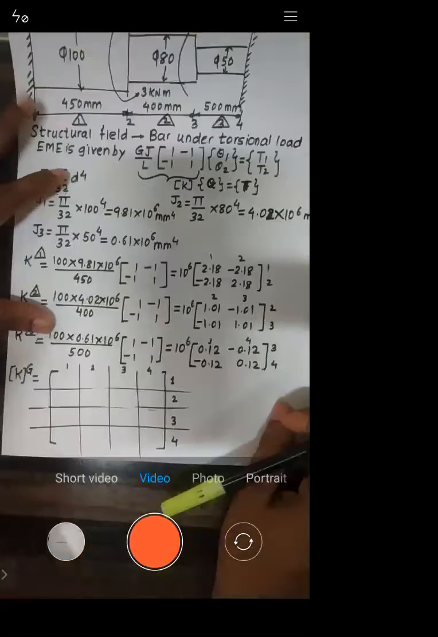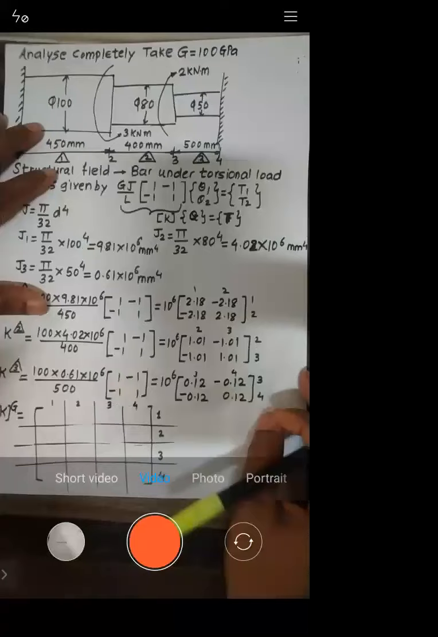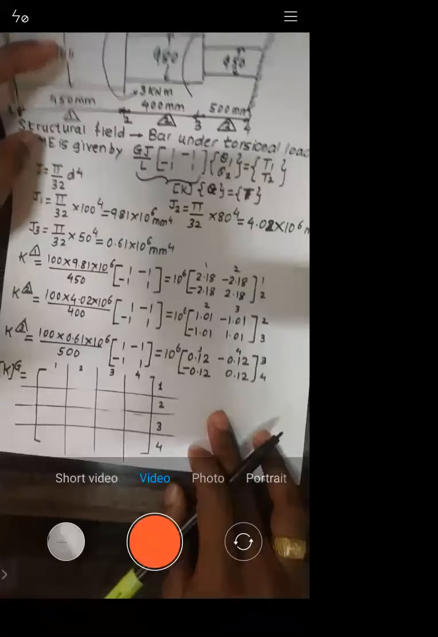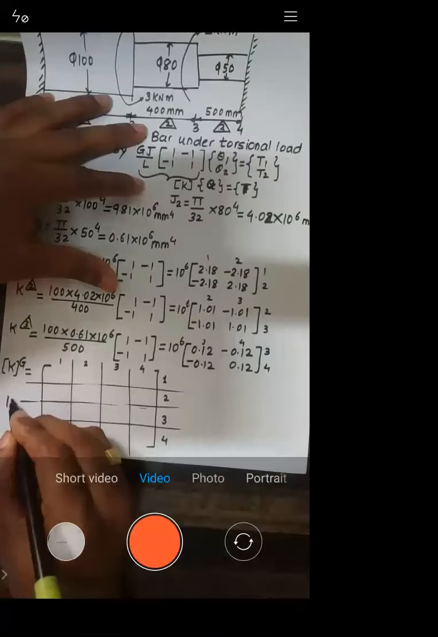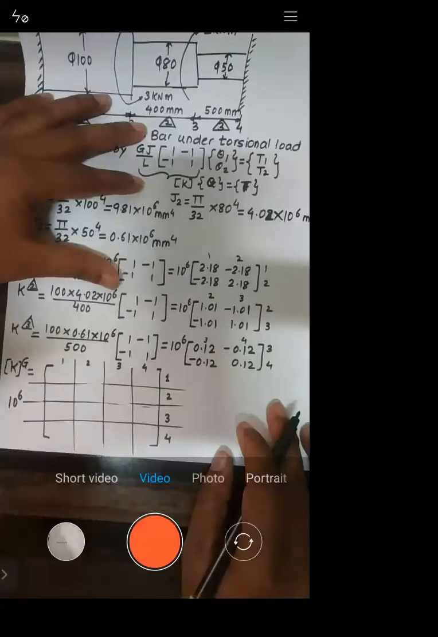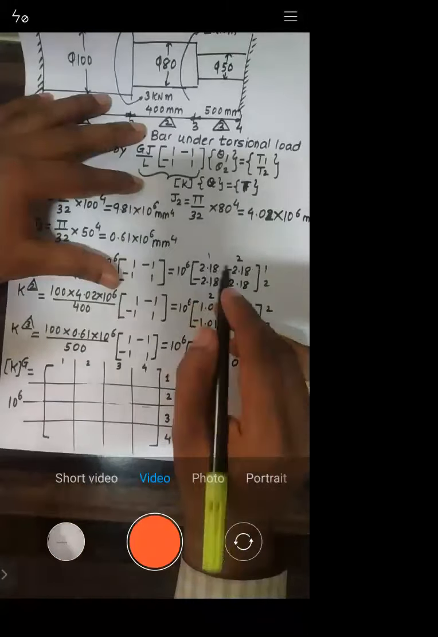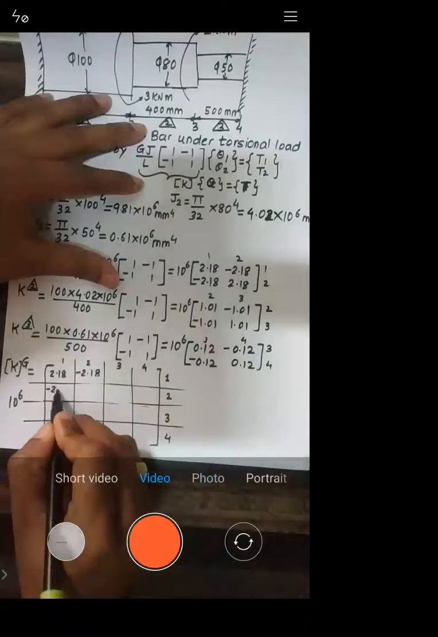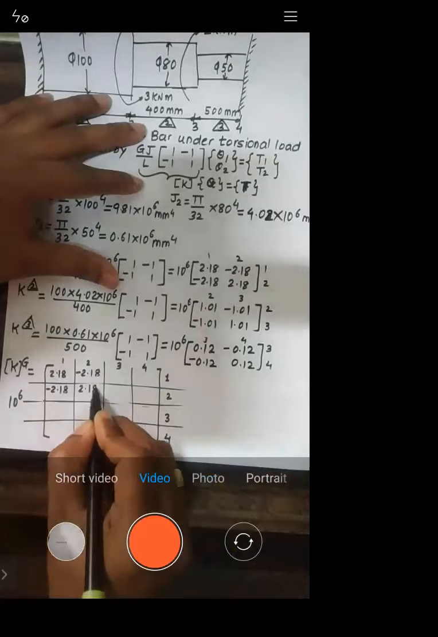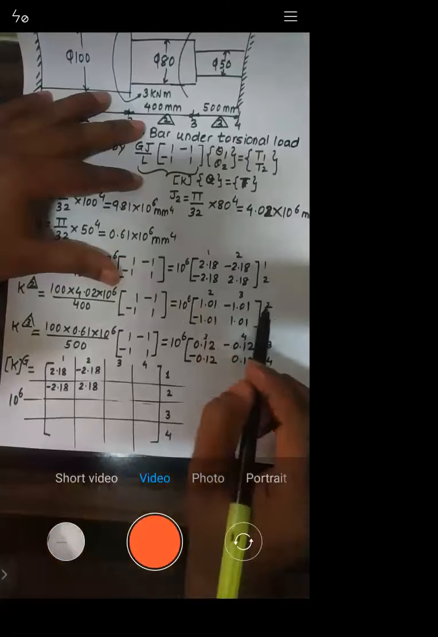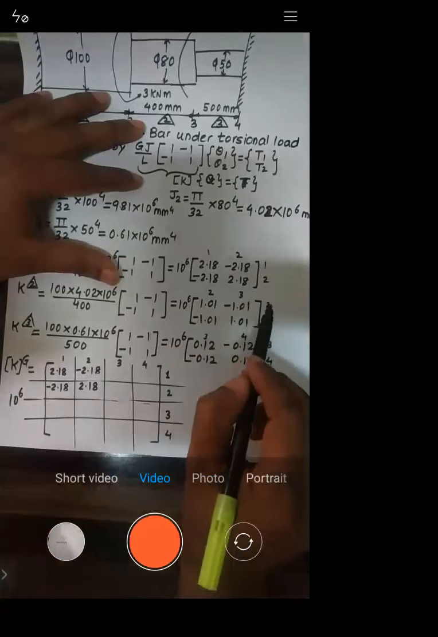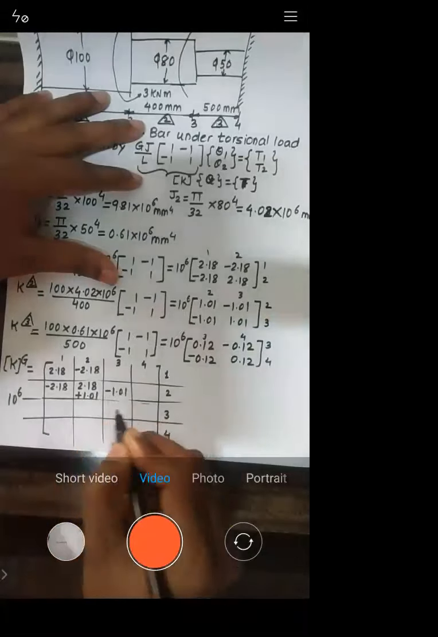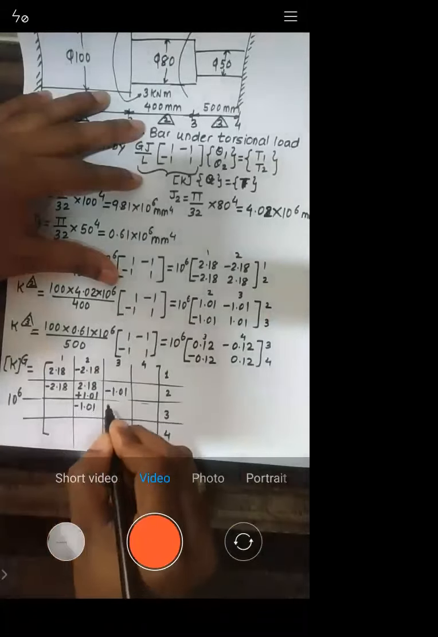So what we will do is pick the element stiffness matrices and place them in the global matrix, right? I've taken 10 to the power 6 common, so you don't need to write it each time. So I'll put this matrix: it is 2.18, minus 2.18, minus 2.18 and 2.18. Is it okay? Next, this matrix I will put starting from 2, 2. So here it will go 1.01, minus 1.01, minus 1.01 and 1.01.